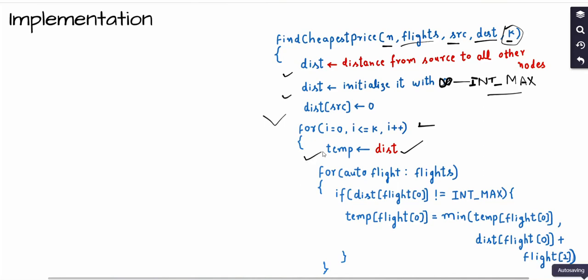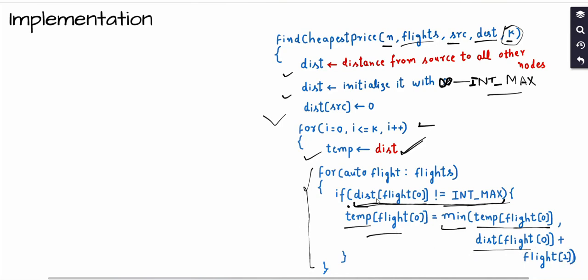So here I am declaring a temporary array where I copy my distance array. Then I perform the relaxation over the edges. So here I check if there is a node up to which we have the distance calculated, in that case I can relax the edges which are outgoing from this node. So I relax them here if it is possible. I find min of the distance which we already have with the distance which we calculate from this node, which is flight 0. Fine. So here I am performing the relaxation. So this is the relaxation equation.